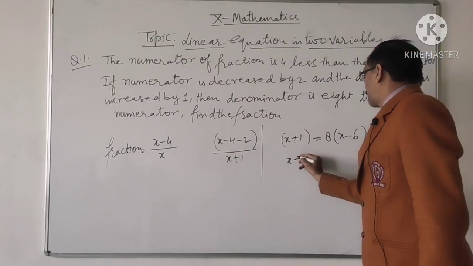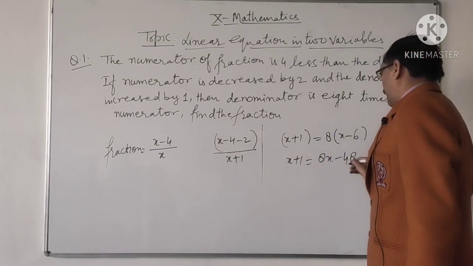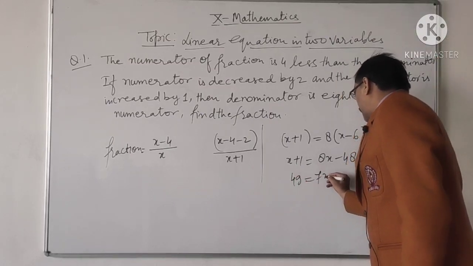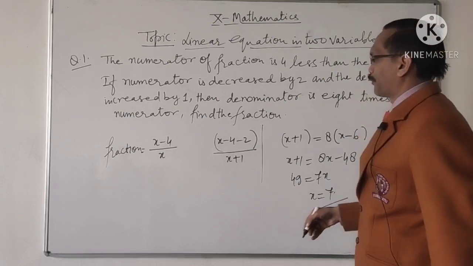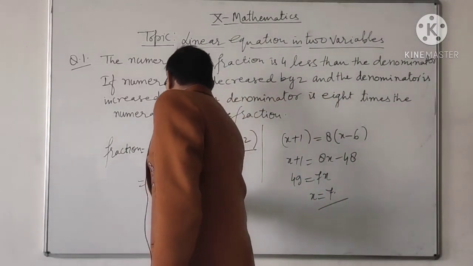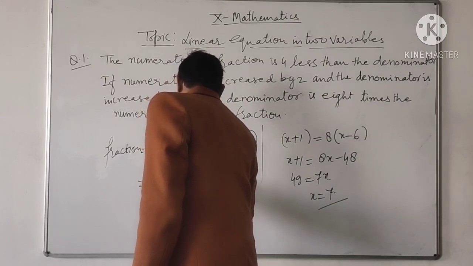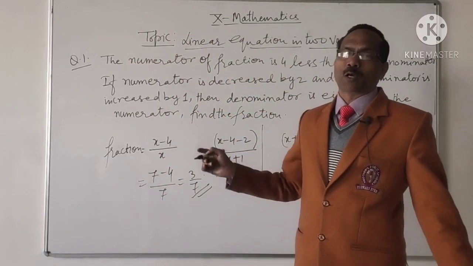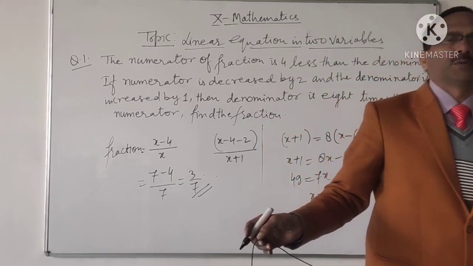So x plus 1 equals 8x minus 48. It is 49 equal to 7x. So x equals 7. Therefore, the fraction becomes (7 minus 4) upon 7, or 3 by 7. So two variables are not required here. We can solve this question by a single variable also.